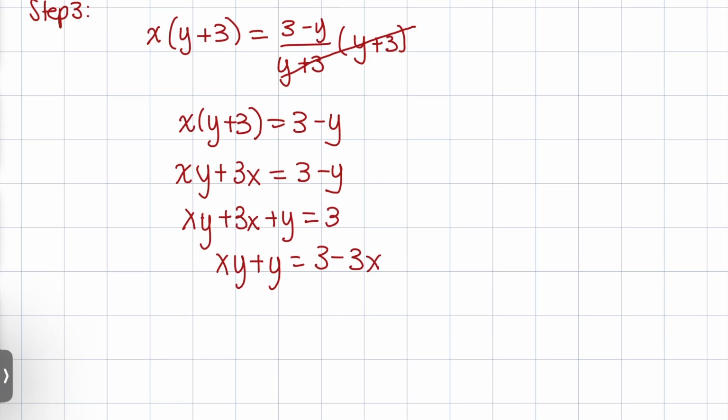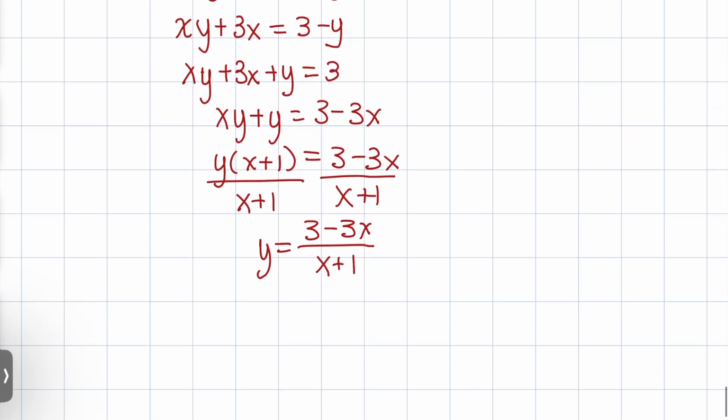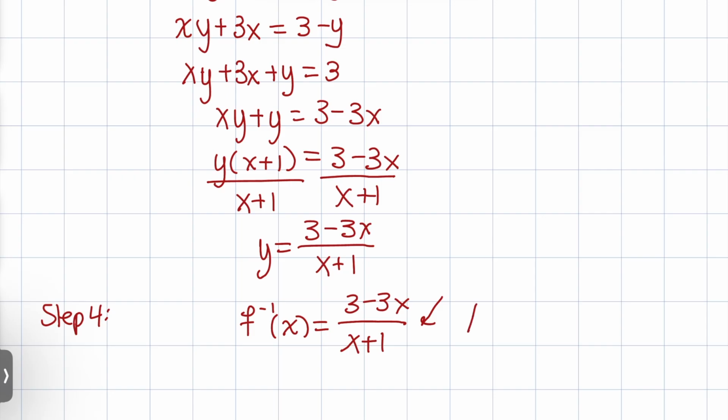I'm going to factor a y out. So I get y times x plus 1 equals 3 minus 3x. Divide by x plus 1. So I get y equals 3 minus 3x all over x plus 1. Now, I can't forget my last step, which is step 4. f to the negative 1 of x equals 3 minus 3x all over x plus 1. This is the inverse.